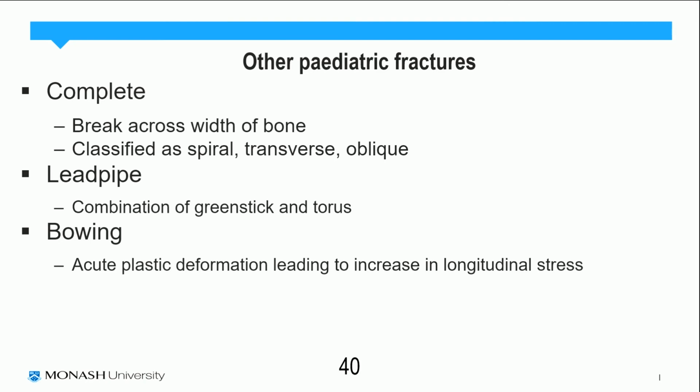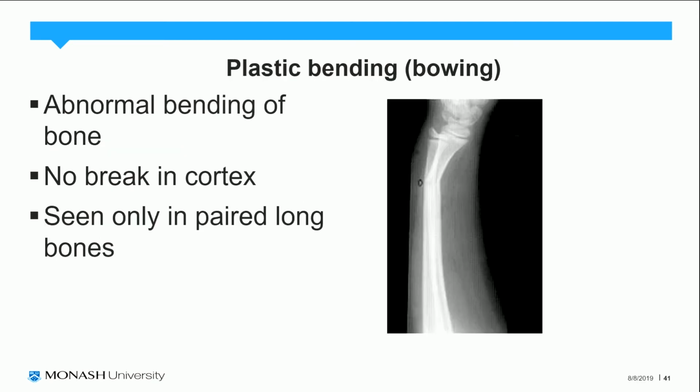So, some of the other pediatric fractures: a complete fracture can be classified as spiral, transverse, or oblique. Lead pipe is a combination of a greenstick and a torus, and bowing is acute plastic deformation, and this can lead to an increase in longitudinal stress. So here we have plastic bending or bowing, where we have abnormal bending of the bone but no break in the cortex, and this is seen only in paired long bones.